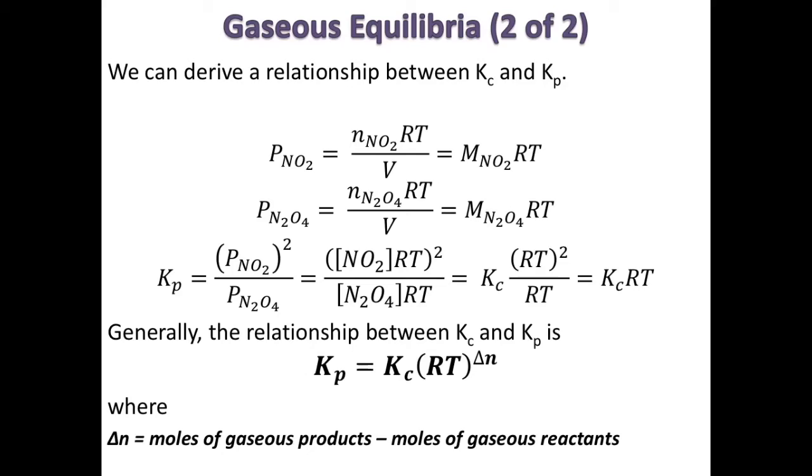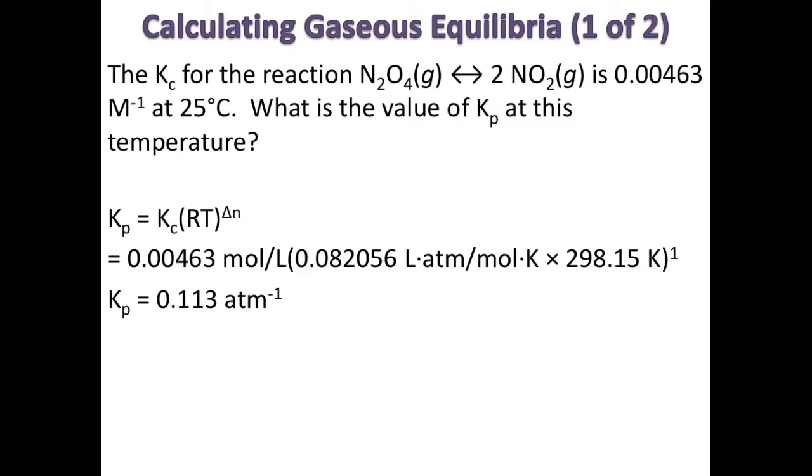And the relationship between the two is Kp equals Kc times RT raised to the power of delta N, which is the number of moles of gaseous products minus the number of moles of gaseous reactants. So, for example, in the reaction of N2O4 making 2NO2, the Kc is 0.00463 at 25 degrees Celsius. What is this value of the Kp at the same temperature?